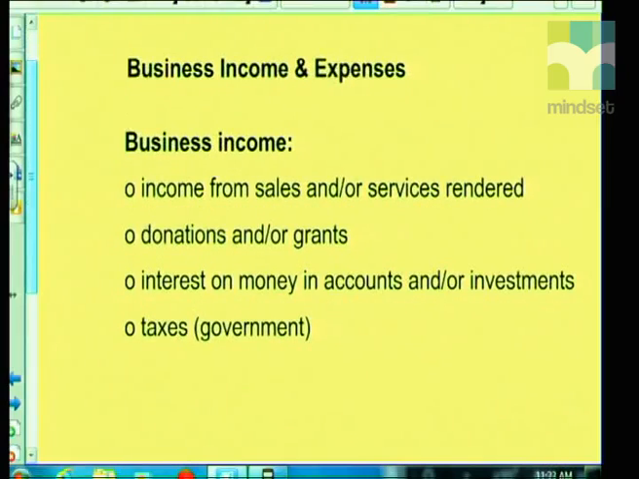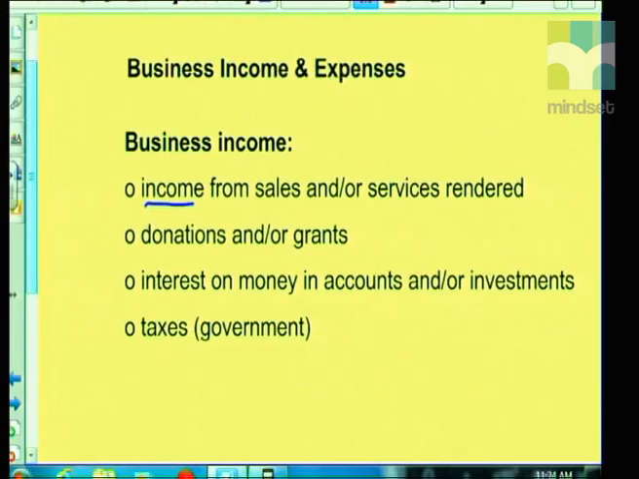So when we talk about business income, where's the main income coming from for businesses? Well, I'll tell you where it's coming from. It's coming from sales. Where we sell something or we render services, and people say, well, because you've done a good job, we're going to pay you. So there is money coming in. We could get donations. Doesn't happen very often. Sometimes somebody might say to you, I'm going to just give you money with no strings attached.